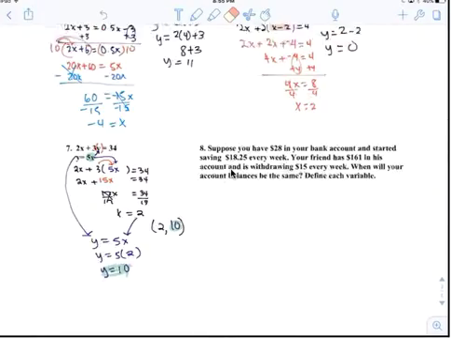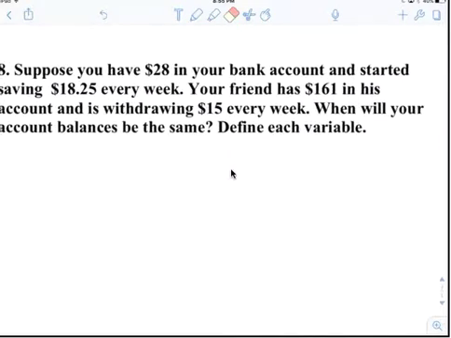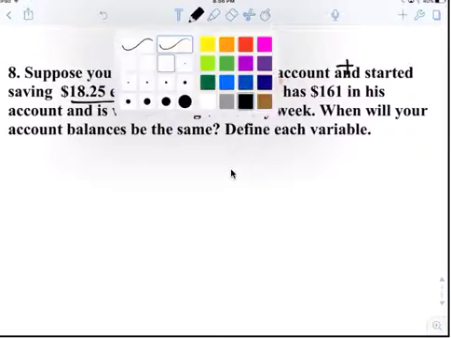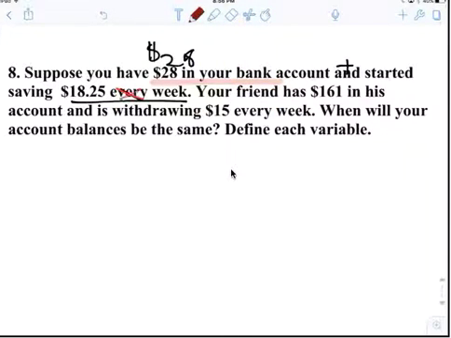So I can do this really fast. Okay. Suppose you have $28 in your bank account. So you already have $28 in your bank account. So that's 28. And started saving, plus started savings $18.25 a week, every week. So I'm going to use every is the same thing as each week. So times W.